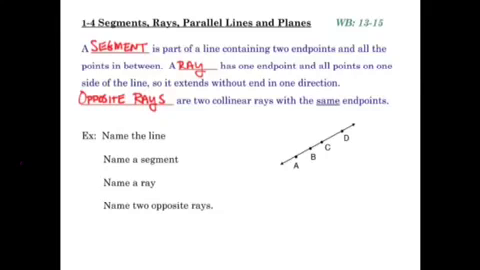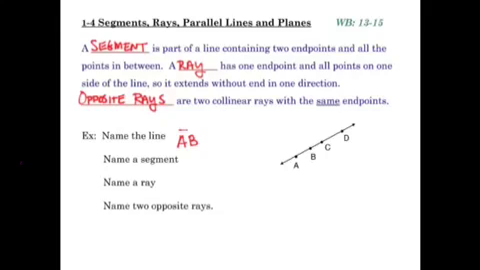So if we were to sketch something out, a segment would be from A to B. It has a finite length. A ray would be from A to B, but it would extend forever, all the way out in that direction. And then opposite rays: let's say we start at point C, and one goes this way and one goes that way. They have the same endpoint. Collinear, we haven't talked about it explicitly yet, but it means that they are on the same line.